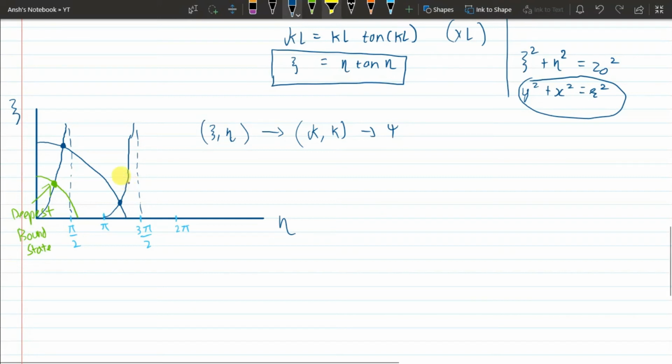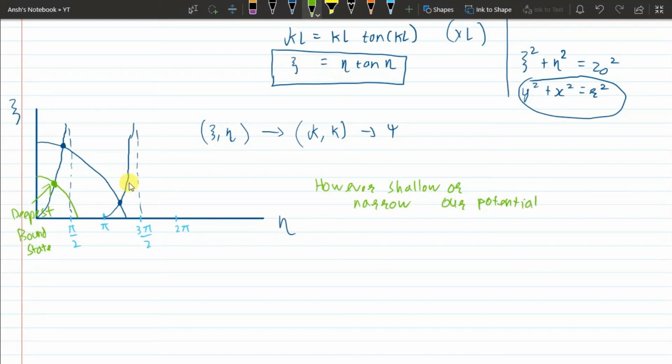So we make an important note that however shallow or narrow our potential is, we will always have one bound state.